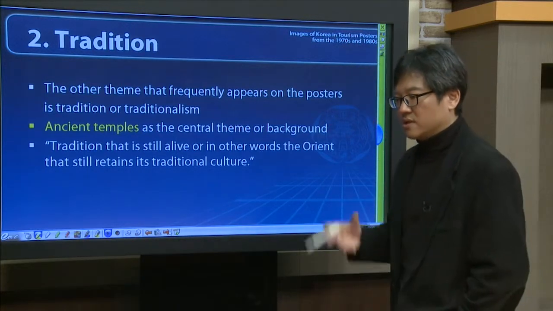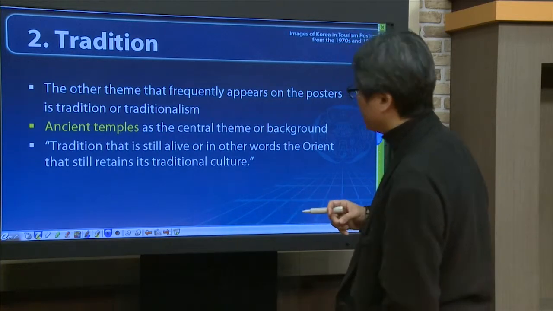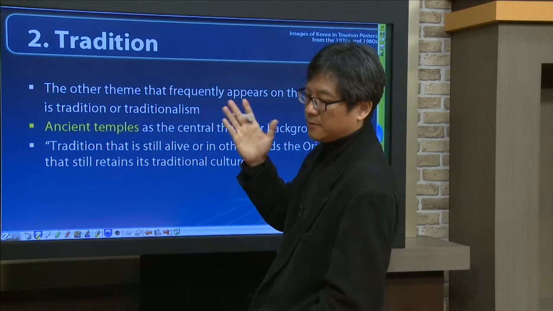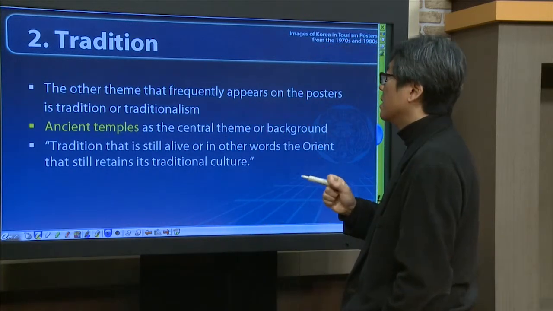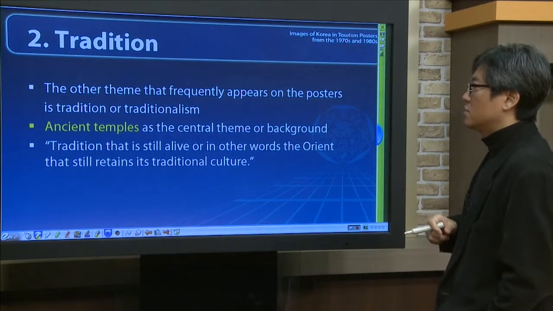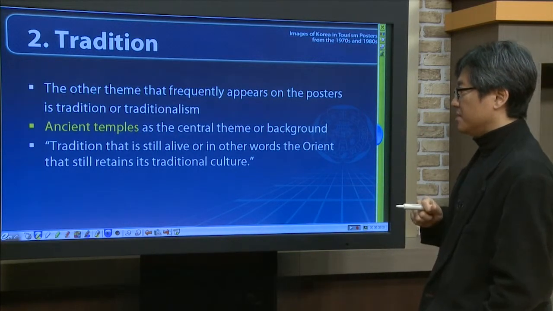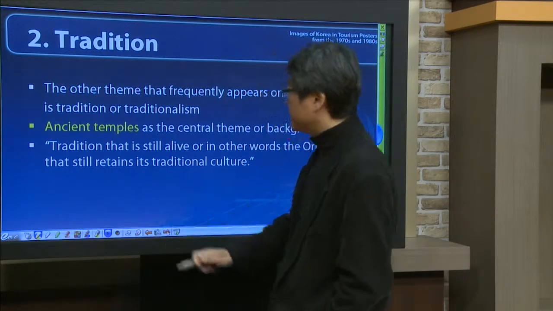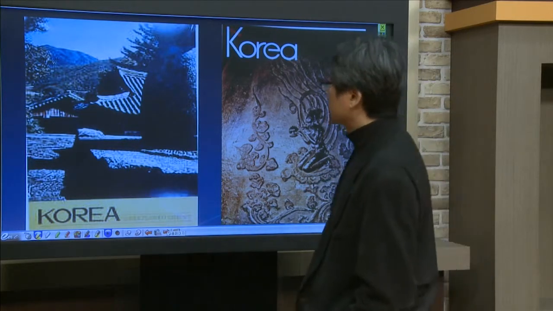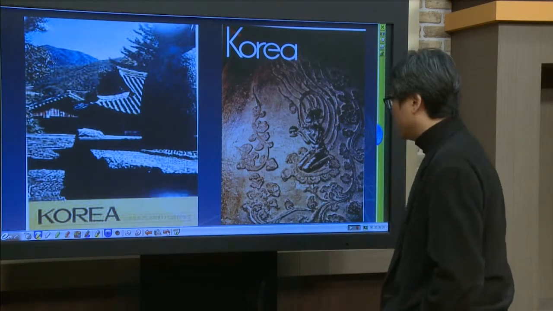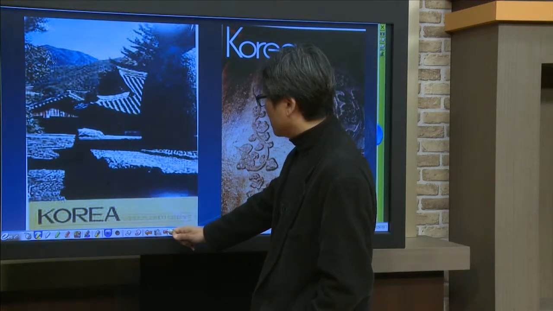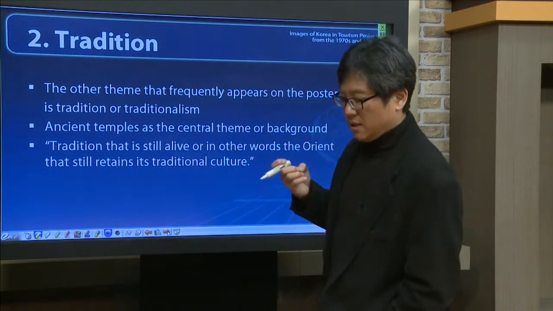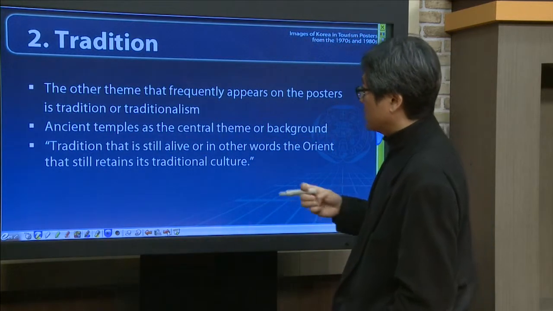And now let's move on. The second theme that I found out of this analysis of 57 posters: tradition. Up to this point, we talked about femininity, but now it's tradition. The other theme that appears on these posters is tradition or traditionalism. Ancient temples as a central theme or background. I'll just show you a couple of examples. A temple, and there's the bell in the temple compound. And so the effect of using this traditional image is like this.